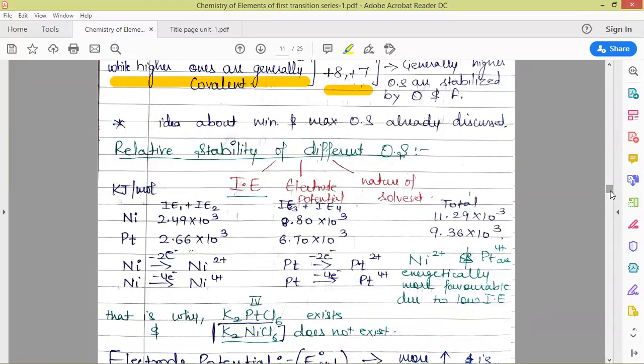Next point is that we can also predict the relative stability of different oxidation states based upon the ionization energy data. Here we are comparing two elements out of the nickel group.